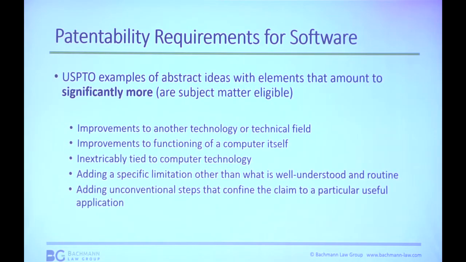So some things that the U.S. Patent Office has determined to amount to significantly more: improvements to technology or the technical field. Improvements to the functioning of a computer itself, such as making memory retrieval happen quicker, making more efficient processing, things that improve how the computer works. If software does that, it can potentially be patentable because it addresses a technical question or achieves some sort of technical solution.